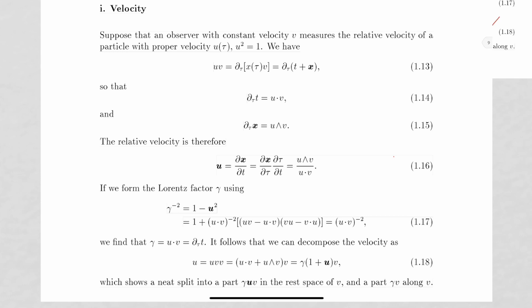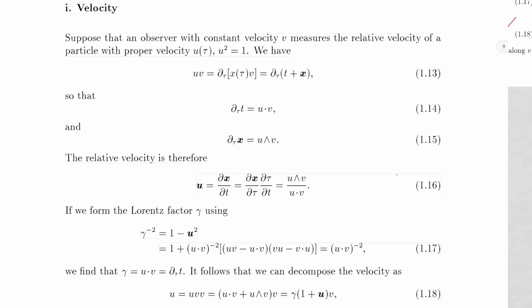So the first example that Durand and Lasenby, is it Lasenby? Yes, Durand and Lasenby offer up is the notion of understanding velocity in the space-time algebra. So they write, suppose an observer with constant velocity v measures the relative velocity of a particle with the proper velocity u of tau, where u squared equals 1. All right, so that setup alone is worth thinking about.